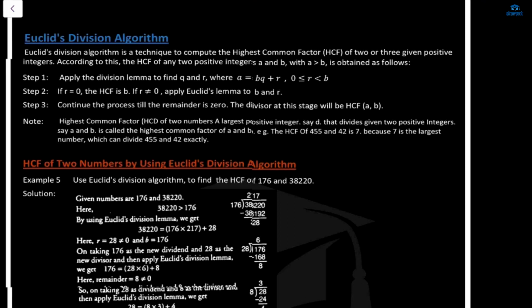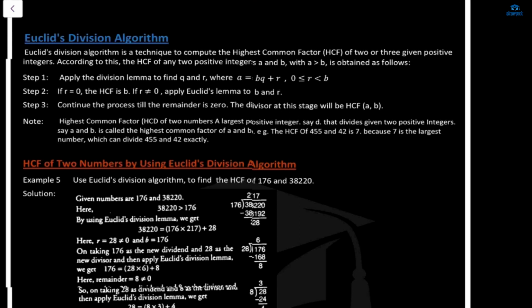Okay. Now what is this? Euclid's division algorithm. Now in the algorithm we will be finding the HCF. It is a technique where you find the HCF between 2 or 3 given positive integers. How can we do that? We already know the division lemma: a = bq + r. When a is divided by b, we get a quotient q and a remainder r, in such a way that r is less than b and greater than or equal to 0.